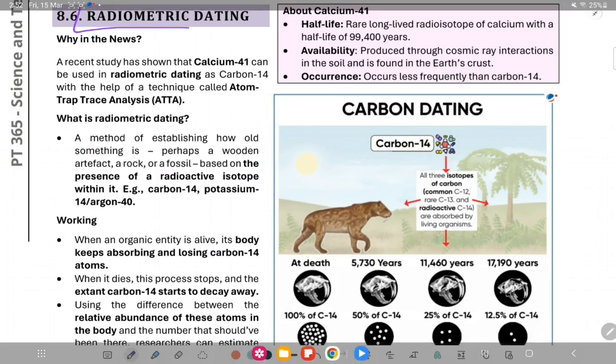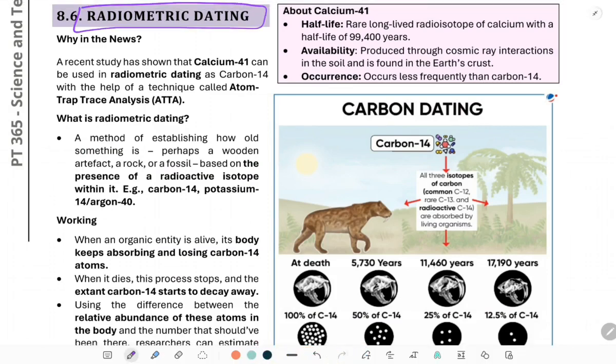Next, we'll see about radiometric dating. A recent study has shown that calcium-41 can be used for radiometric dating like carbon-14, with the help of a technique called atom trap trace analysis.